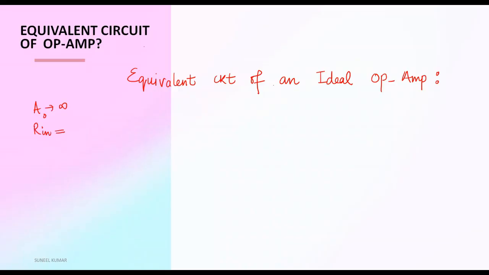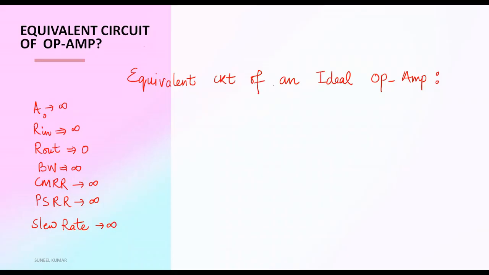input resistance must be infinite, output resistance should be 0, bandwidth should be infinite. We have seen common mode rejection ratio, this should also be infinite. PSRR should also be infinite, and slew rate should also be infinite. These are the properties of an ideal op-amp. So we are going to apply these properties.